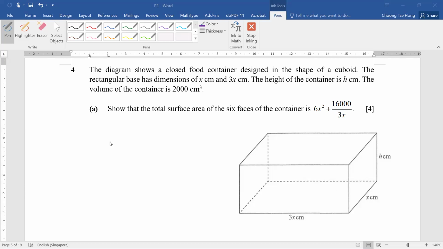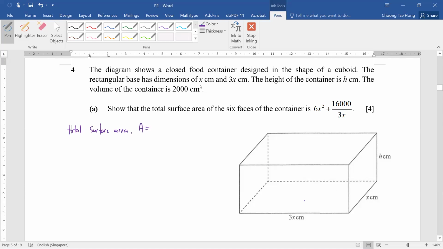3x. So now we want to show the surface area, and show that it can be given by this expression over here. So let's try to find an expression for the surface area. So the total surface area, let's call this A.